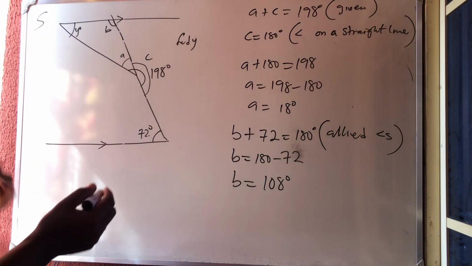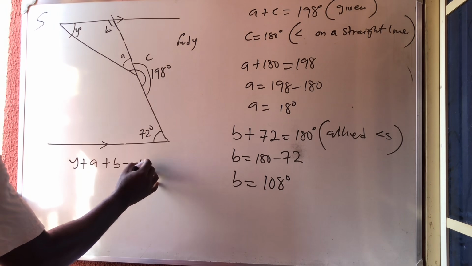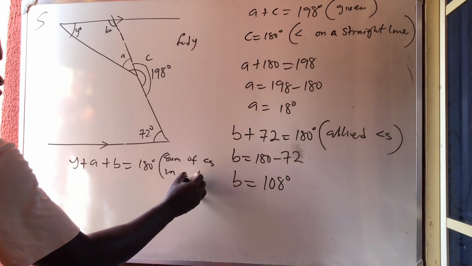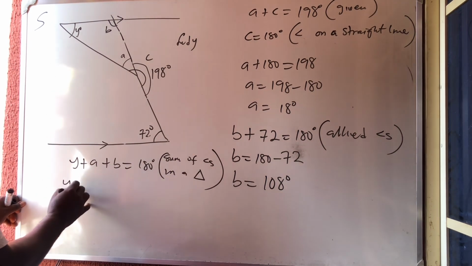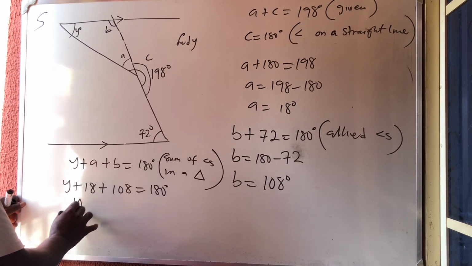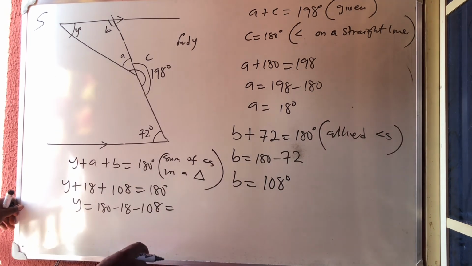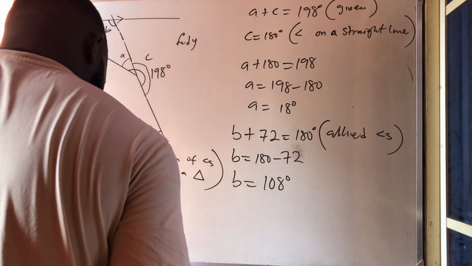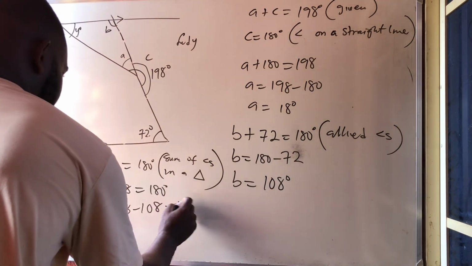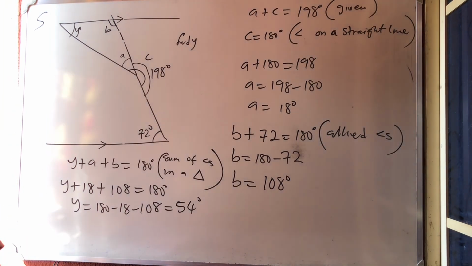So to get the y that I'm looking for is no longer a case. We tell them that y plus A plus B is equal to 180 degrees. What's my reason? Sum of angles in a triangle. So therefore, y plus 18 plus 108 is equal to 180 degrees. So therefore, y will now be 180 minus 18 minus 108. So I have 54 degrees. As simple as that. So my y is 54 degrees.